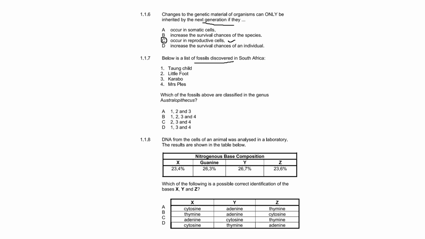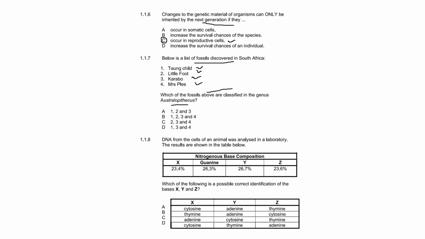Now they're asking us which of the fossils above are classified under Australopithecus. So we need to know who is classified under Australopithecus. The first thing I advise is that you go and tick all the ones that you know are under Australopithecus. Downchild, we know that's under Australopithecus, same as Littlefoot, same as Karabo, same as Misplaced. Yeah, they're all under Australopithecus.